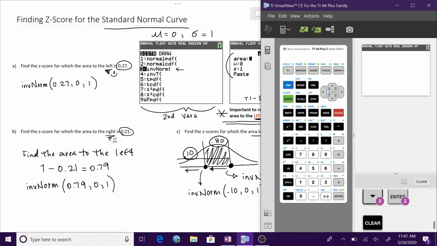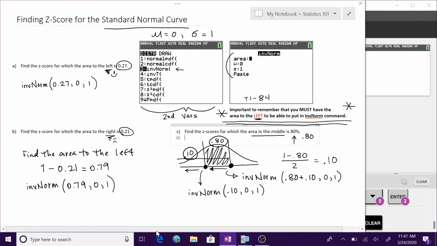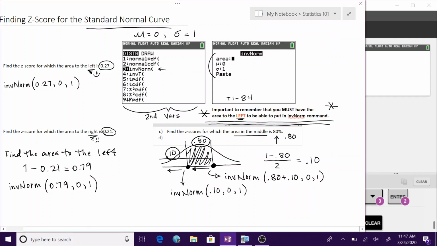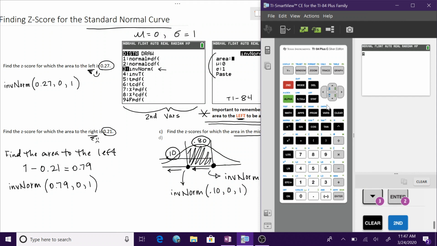Now for our last one over here, we're going to have to put it in 2 times. So the very first one, I'm going to do my inverse norm of 0.10, 0, and 1. Go down to paste and press enter. So the first z-score for our C number is going to be negative 1.2816, depending on where you need to round your decimals.